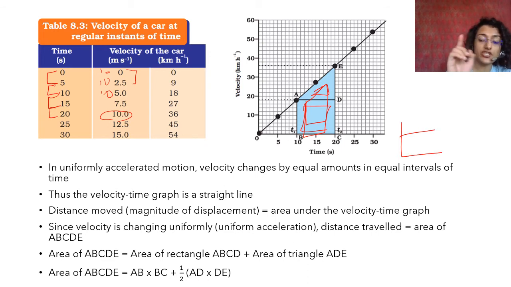Here it is changing in equal intervals by 2.5 meters per second, or in kilometers per hour, it is by 9 kilometers per hour every equal interval. So it is uniformly accelerated, and therefore we find the area of ABCDE.